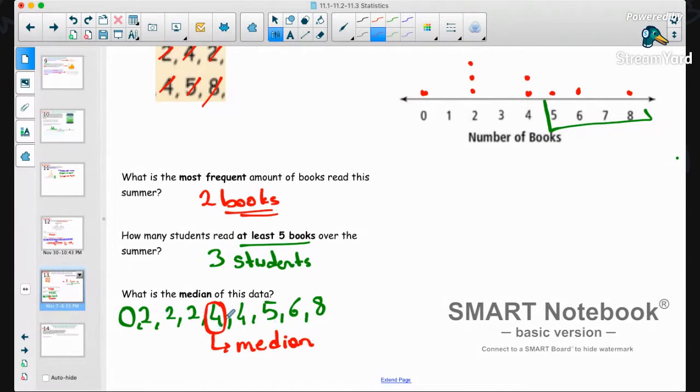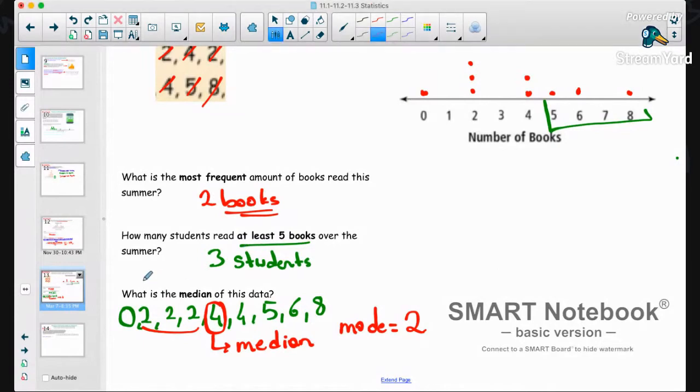You can also generate one more question. What is the mode of this data? Remember that the mode is the number which repeats itself the most. As you see here, 2 is repeating itself 3 times, so the mode of this data is 2 as well. So this is a dot plot.